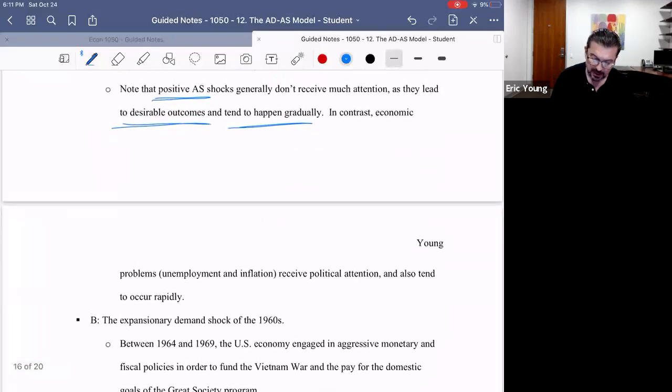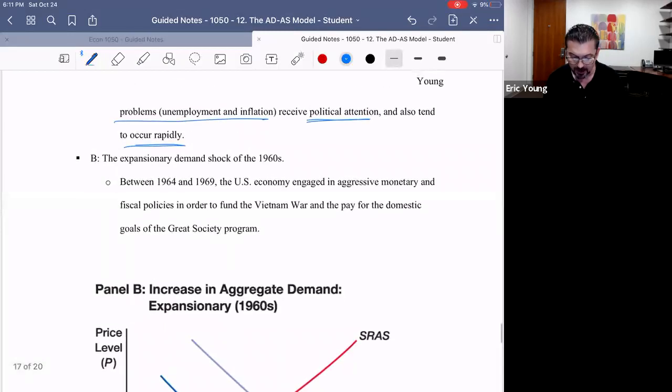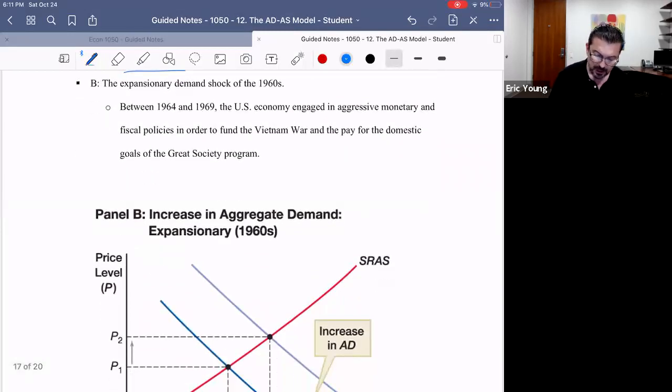In contrast, our economic problems, the unemployment and inflation, get a lot of political attention because they hurt people. And that's complicated by the fact that these things tend to happen very rapidly. So you're always going to hear about the bad things in the economy, but you don't always hear about the good things. Okay, but that was a positive AS shock. Next event, the expansionary demand shock of the 1960s.